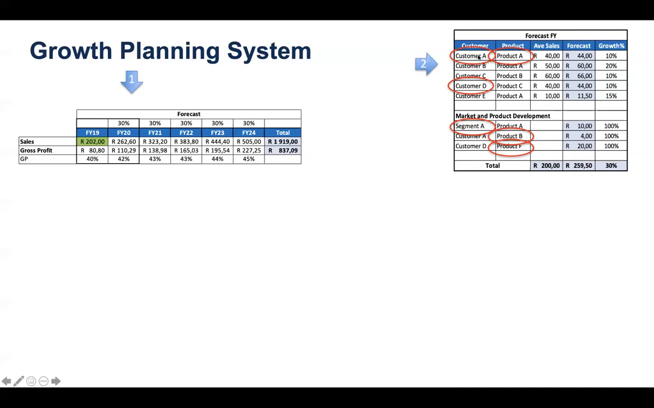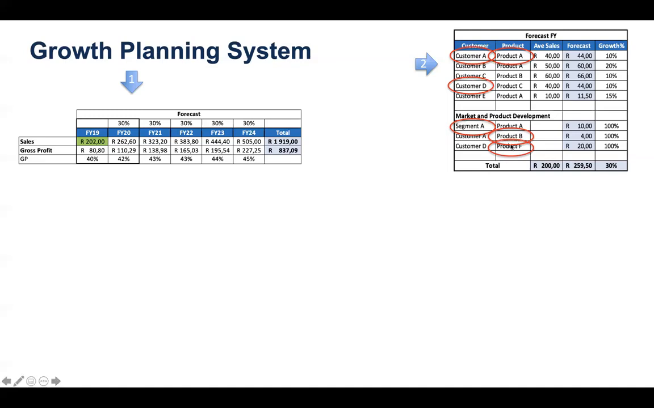We've got customer A that buys product A, currently selling 40, we're increasing that forecast to 44. Customer B buying product A, we're increasing that forecast to 60. Customer C is currently buying around 60 Rand in average sales of product B, we're increasing a forecast of 66. The same for D and E. That is our strategy of selling more to existing customers.